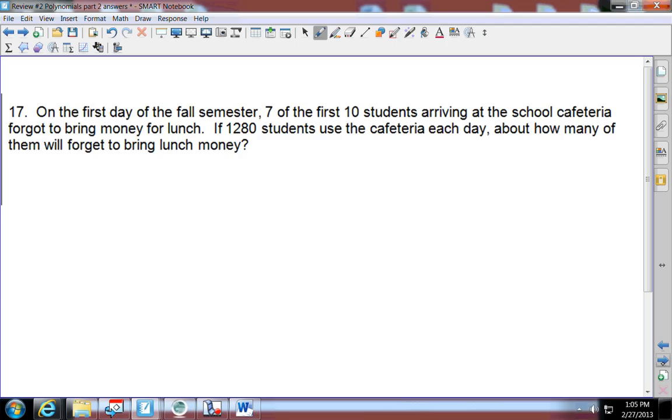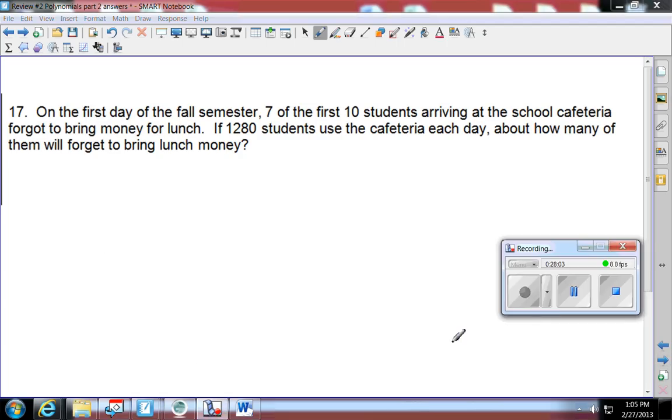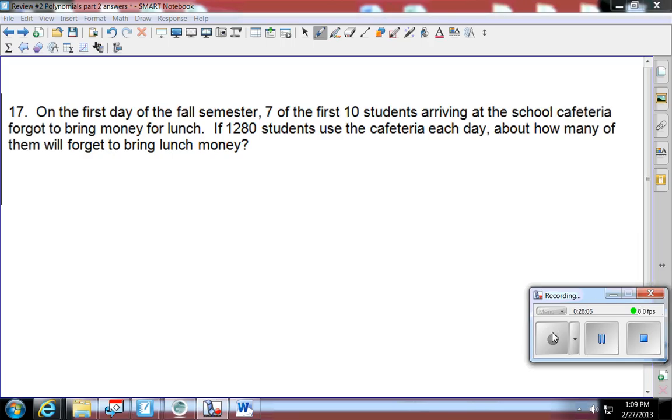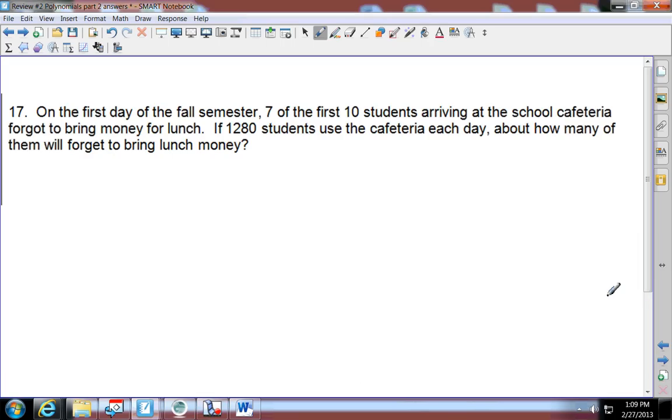Number 17. Try and do number 17 right now. On number 17: On the first day of the fall semester, 7 out of 10 students arriving at the school cafeteria forgot to bring money for lunch. If 1,280 students use the cafeteria each day, about how many of them will forget to bring lunch money?